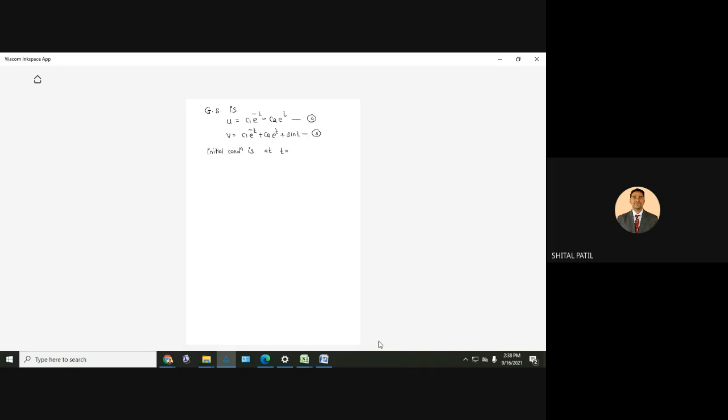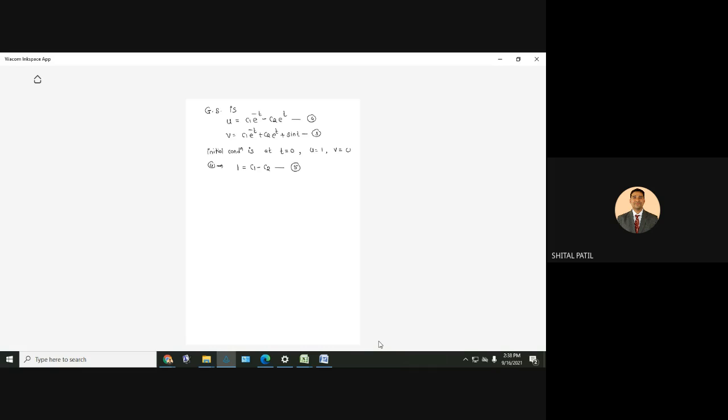Initial means when the experiment started, at time t equal to 0. And what is u at that time? 1. What is v at that time? 0. Substitute these values. So equation number 4 will be u equal to 1. t equal to 0, e raised to 0 is 1. e raised to 0 is 1. Okay. So equation number 5.